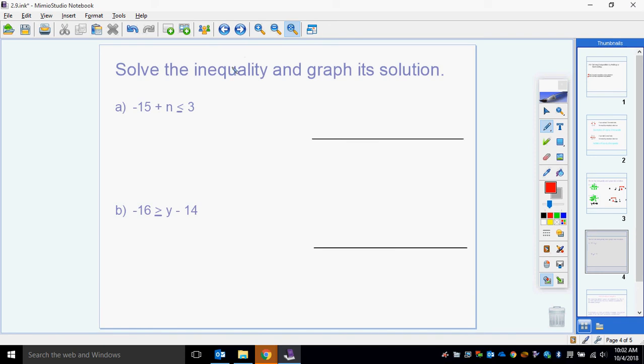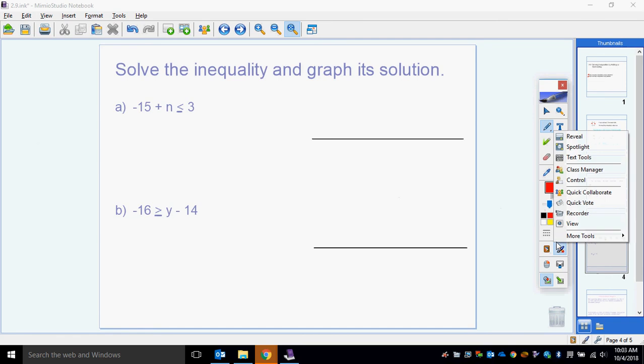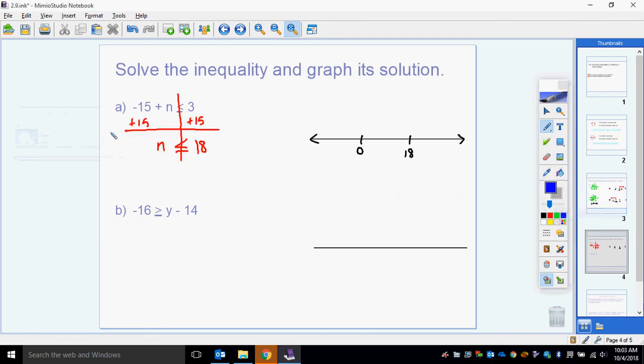I'm going to pause the video, and I need you to solve A for me here. Solve A and graph it. Okay, hopefully you saw that -15 was bothering n. So to undo the -15, you needed to add on both sides. Those would cancel out the 15s, and you're left with n is less than or equal to 18.